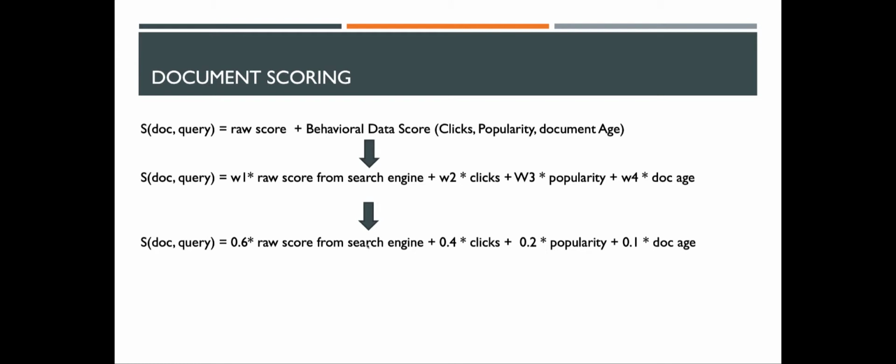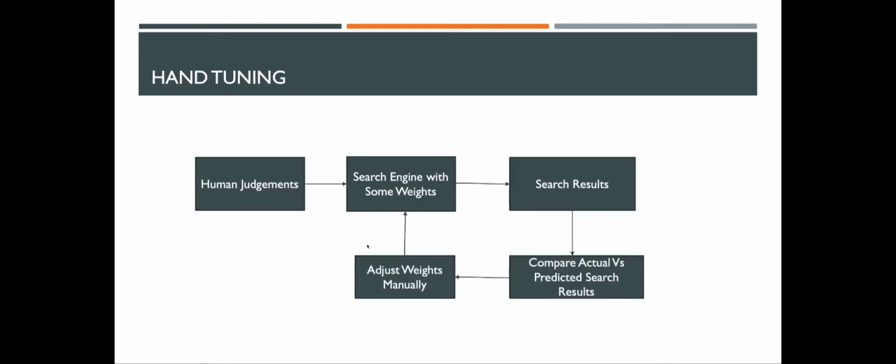The weights conventionally that you see here, like 0.6, 0.4, 0.2, 0.1, if you don't use machine learning, are usually hand tuned, which requires a lot of manual intervention. Let's understand how. You start designing the scoring formula with some human judgments, ask them to grade how good a result is for a given query, and based on that you hand tune your weights, and then you compute the search results.